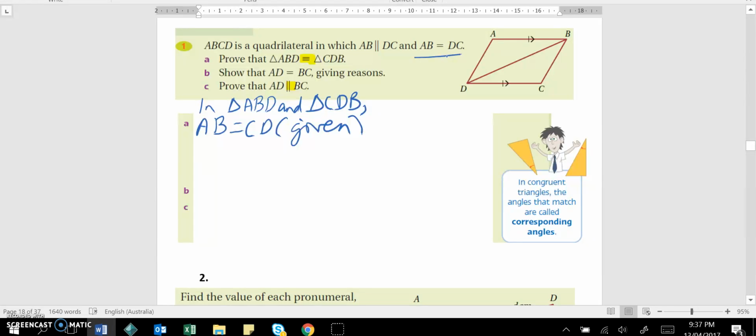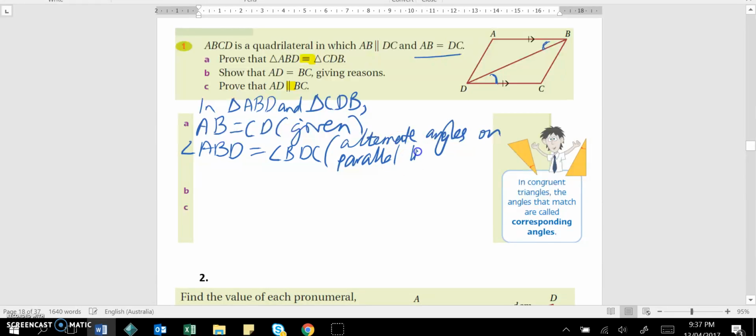The second thing we can write is that angle ABD is actually equal to angle BDC. Which ones am I talking about? This one here is equal to this one here. My reason: alternate angles on parallel lines are equal. And you should really say which parallel lines you're using. So we're given AB is parallel to CD.